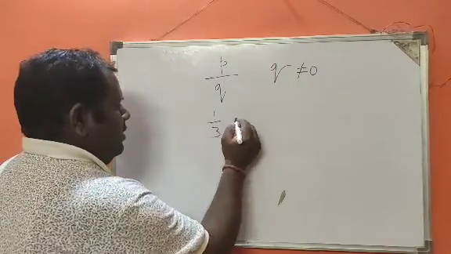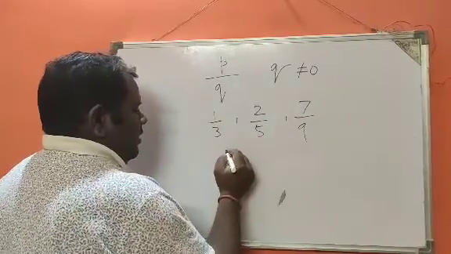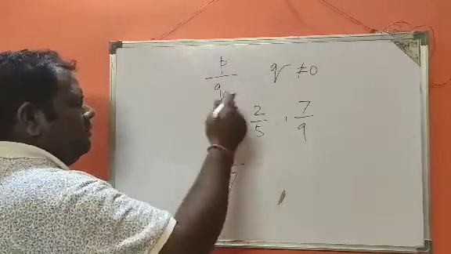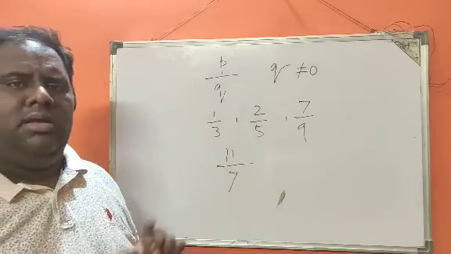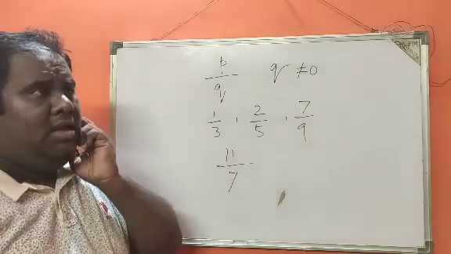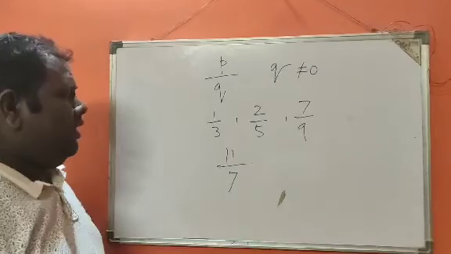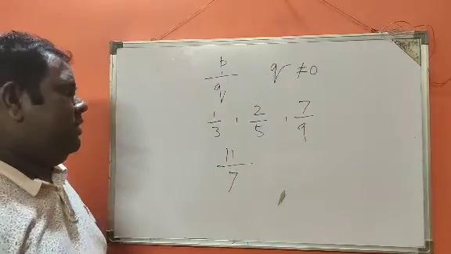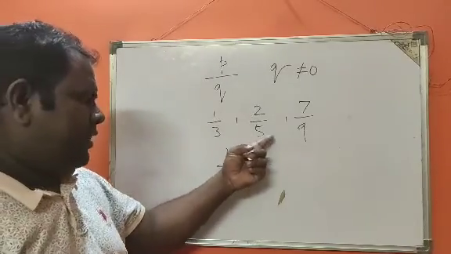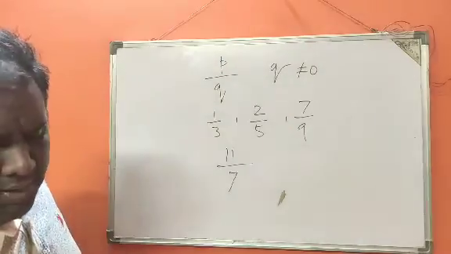So a number which can be expressed in the form of p upon q, just like 1 upon 3, 2 upon 5, 7 upon 9, 11 upon 7. These all numbers are rational numbers. Okay? Whatever the denominator is, denominator 3, numerator 2, denominator 5, all the denominators are non-zero numbers.